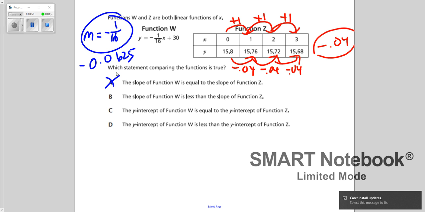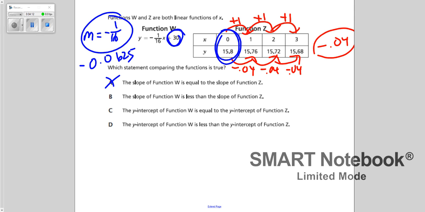Well, which one is actually less? It's tough with negatives and decimals. It's hard for you guys to think about. So let's check the other choices first. The y-intercept of w is equal to the y-intercept of z. Well, this is the y-intercept of w, and this is the y-intercept of z, so they're not equal. And the y-intercept of w is less than the y-intercept of z. 30 is not less than 15.8. So B is the correct answer, which we can see by comparing these 2 decimals.